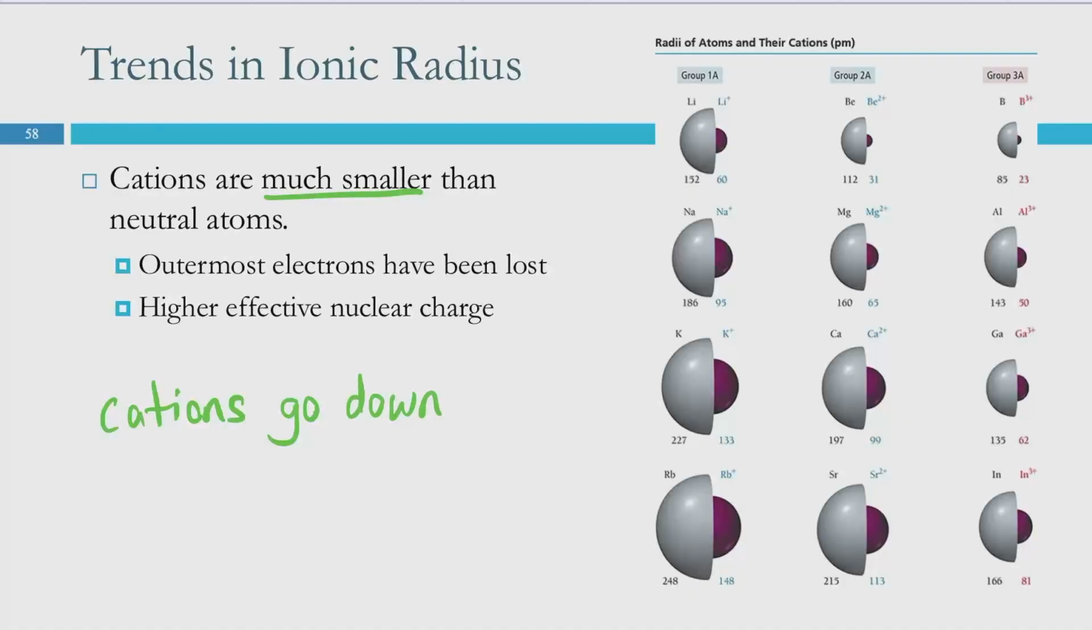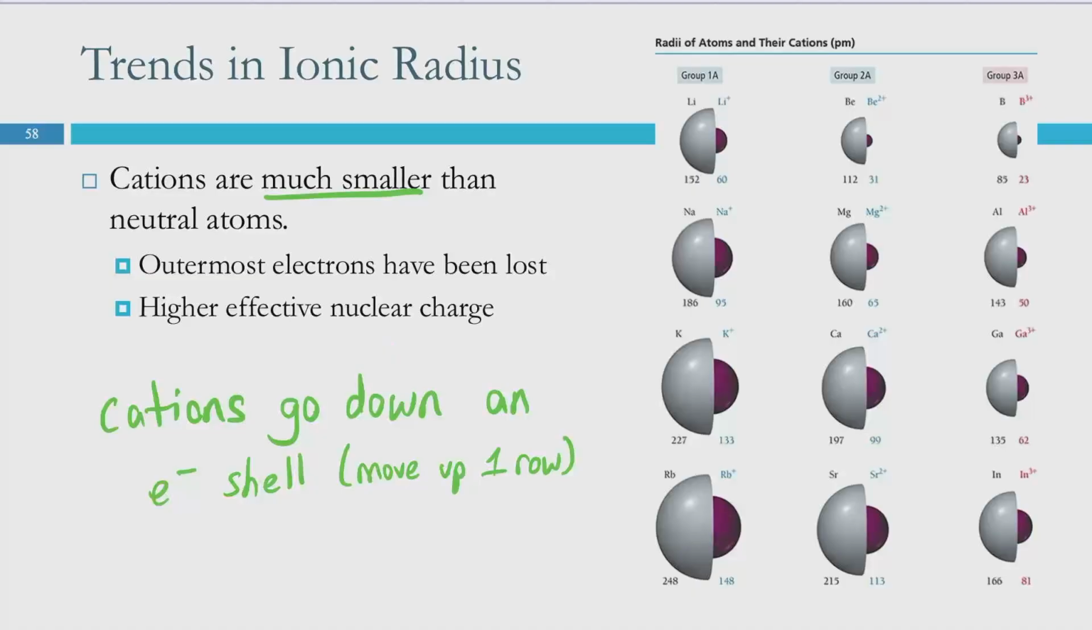So cations go down an electron shell. It's like we're moving up a row. It's not exactly like we're moving up a row, but it's sort of the same idea as though we're moving up a row. On top of that, we've got higher effective nuclear charge.